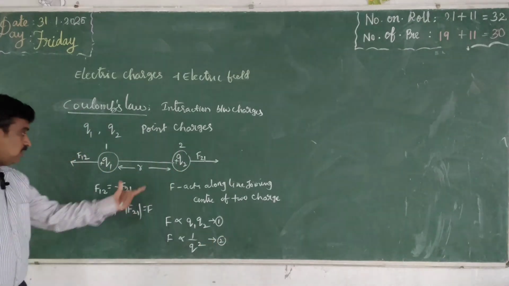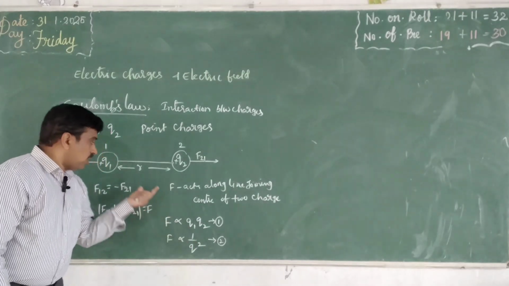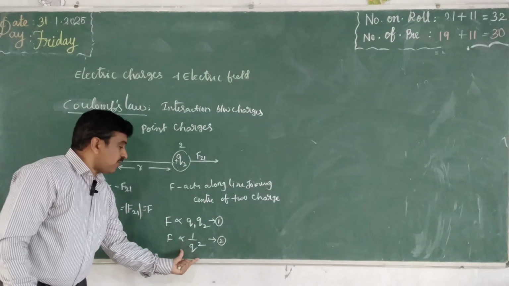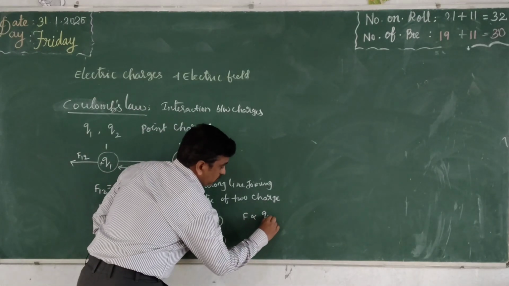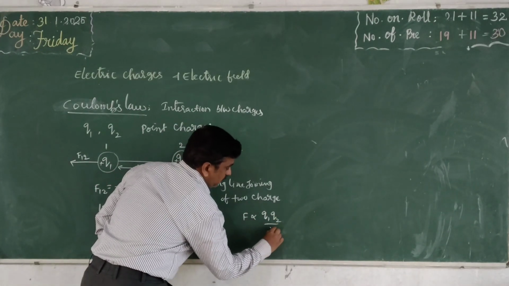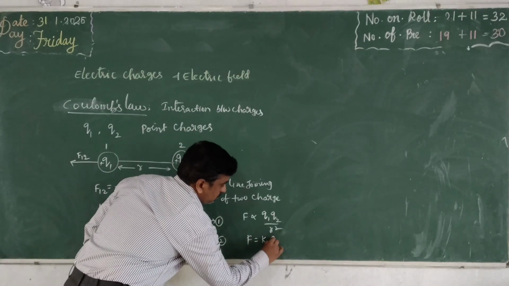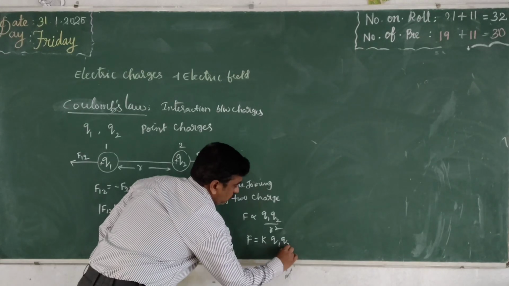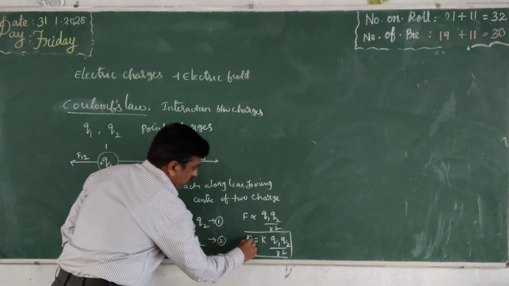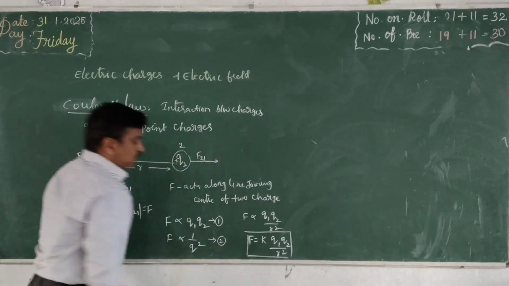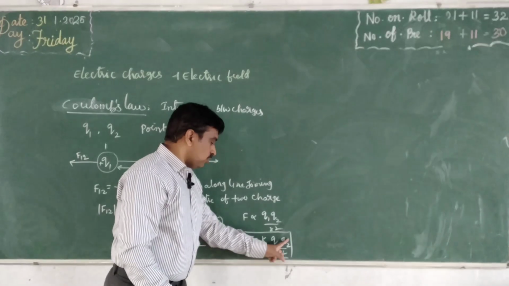See, the force between these charges is proportional to the product of their charges Q1 Q2 and inversely proportional to the square of the distance between them. From 1 and 2 we can write F proportional to Q1 Q2 by r square. If you remove the proportionality, we can add one constant, k: F equals k Q1 Q2 by r square. This is the force between two charges.